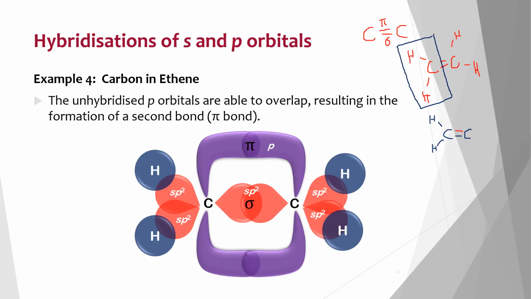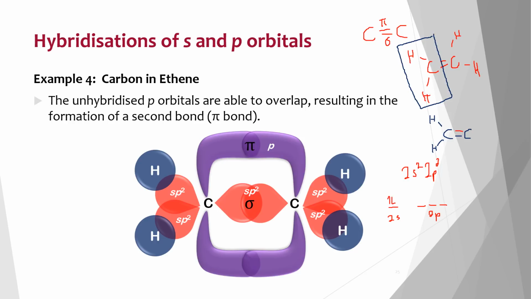So for the hybridization, we focus on the central atom only. So carbon will have the electron configuration of 2s2 and 2p2. So you draw the unhybridized state first, 2s and 2p.